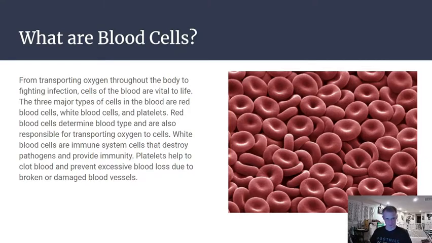Red cells determine the blood type and are also responsible for transporting oxygen to the cells. White blood cells are part of the immune system. They help to destroy pathogens, bacteria, etc., that get into your circulatory system or your body, and they go and fight those off. And then platelets are designed to help clot. So if you get a cut or something like that, they basically clot the wound so you don't lose too much blood.